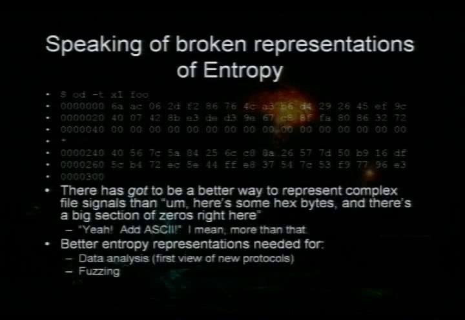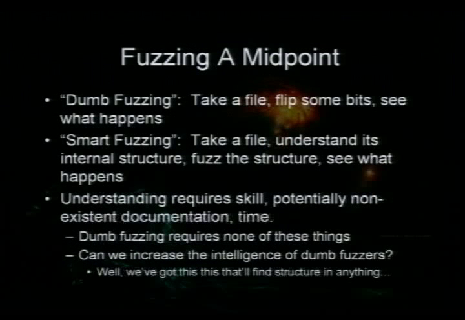So I've been playing around with fuzzing stuff. And with fuzzing, you get files. The files are just bits. I got to figure out some way to find structure in it. How am I going to do that? So we got two different ways of doing fuzzing right now. A, dumb fuzzing. I don't know what I'm doing. We're just going to flip a bunch of bits and see what happens. And that can be helpful.